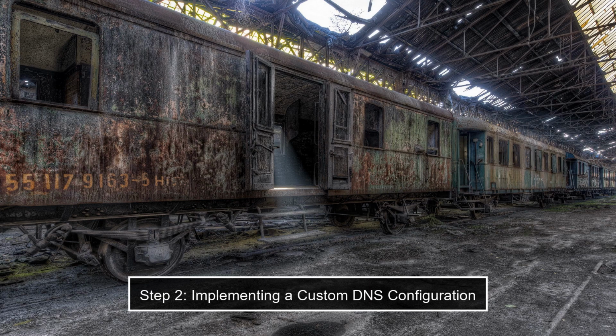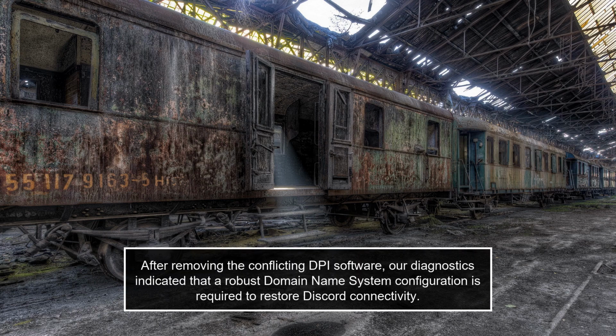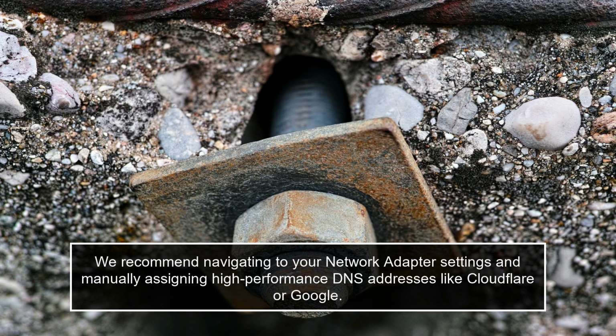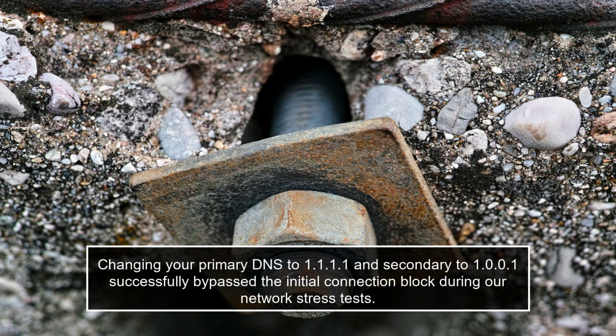Step 2. Implementing a custom DNS configuration. After removing the conflicting DPI software, our diagnostics indicated that a robust domain name system configuration is required to restore Discord connectivity. We recommend navigating to your network adapter settings and manually assigning high-performance DNS addresses like Cloudflare or Google. Changing your primary DNS to 1.1.1.1 and secondary to 1.0.0.1 successfully bypassed the initial connection block during our network stress tests.